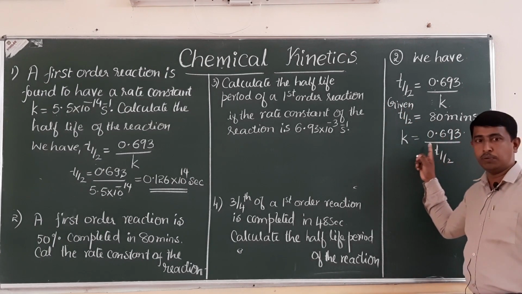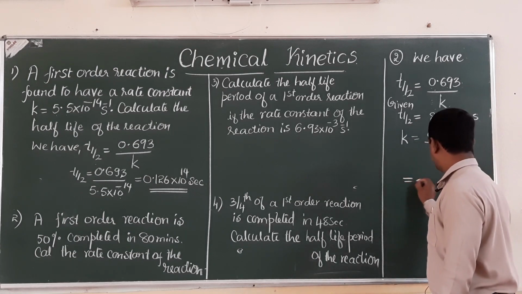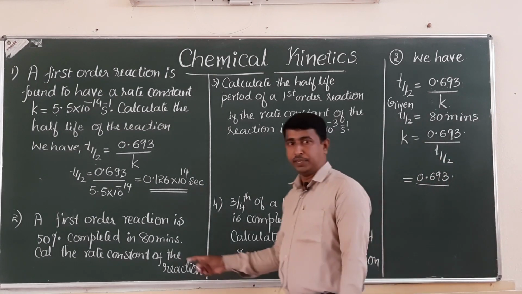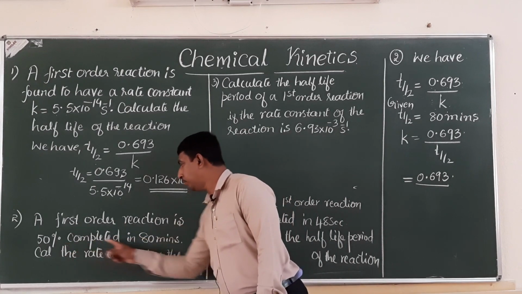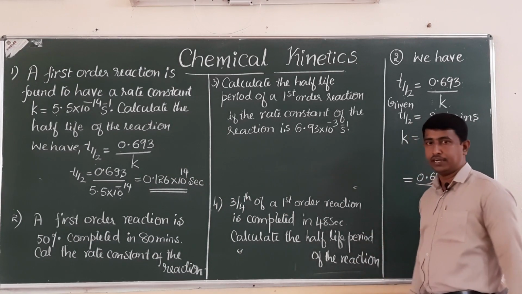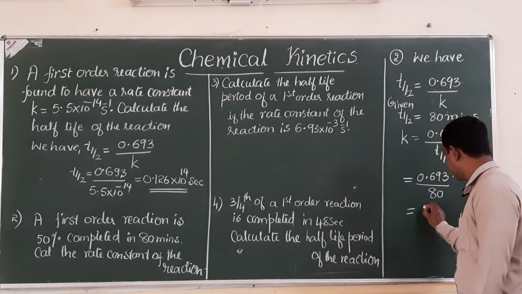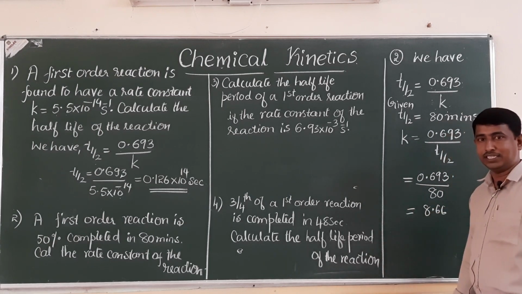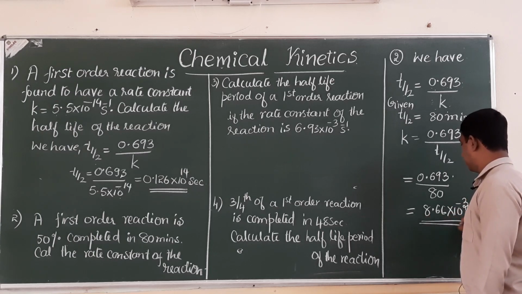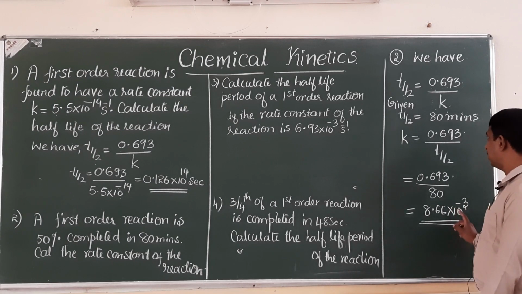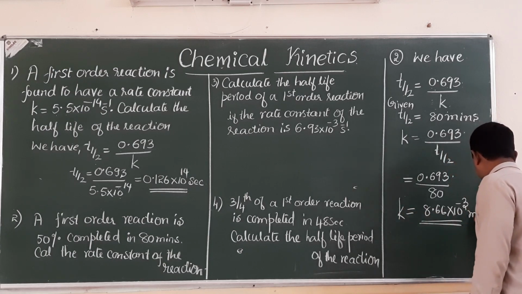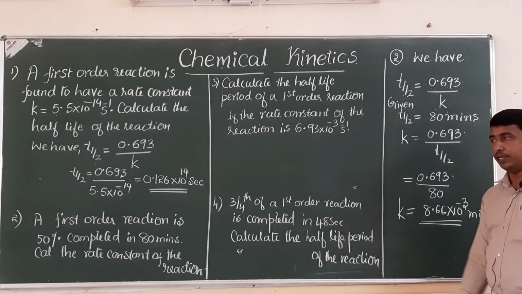So K is equal to 0.693 divided by T half. T half means 50% completion, and the time required for 50% completion is 80. So 0.693 divided by 80 comes out to be 8.66 into 10 to the power minus 3. T is in terms of minutes, so the unit of K is minute inverse.